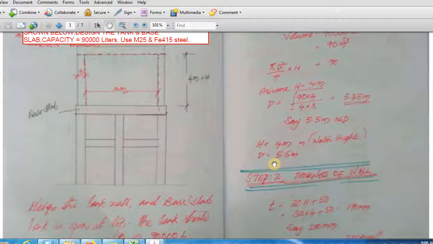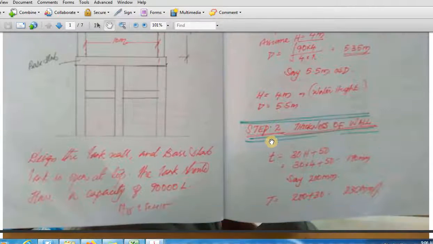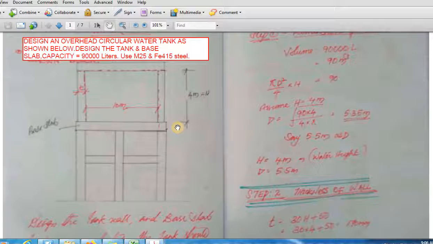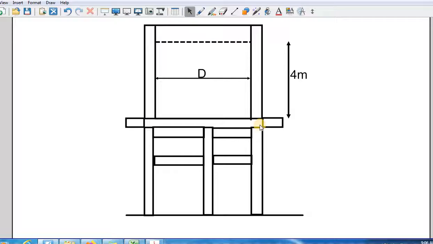h is the water height. If you take the complete height, you can take 4 plus 0.2. When I say height, it is the water depth. It's 4 meter and the diameter is 5.5 meters. So that's over now. The next step, because we are designing the wall and the base slab, let us concentrate on the wall first.